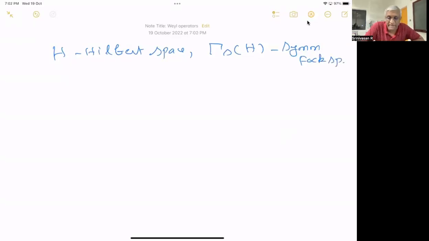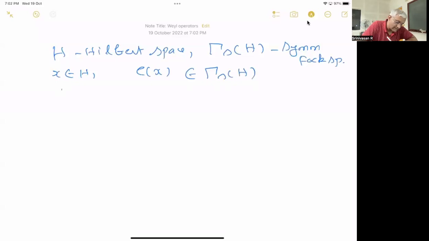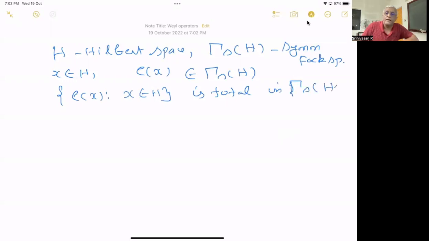In the symmetric Fock space, we have a particular collection of vectors, which are called exponential vectors. So for x in H, we have E of x in the symmetric Fock space, such that this collection is total. The span closure of this collection is the whole of symmetric Fock space. It's also linearly independent, but for the time being, we don't need the independence. We proved that this set is linearly independent, and it's an uncountable collection.